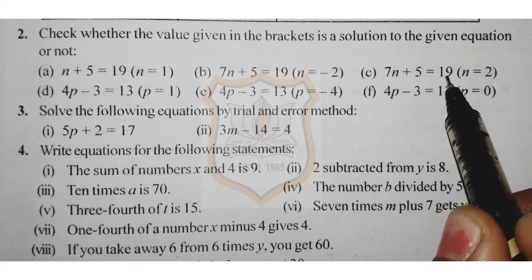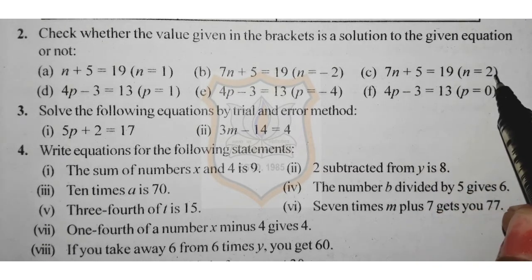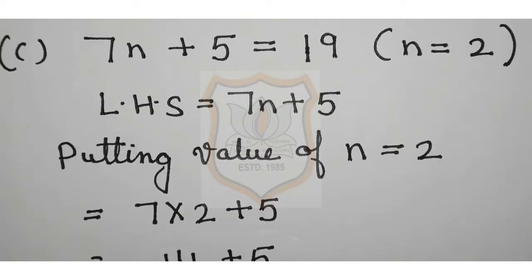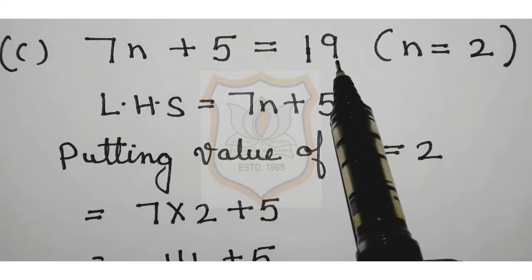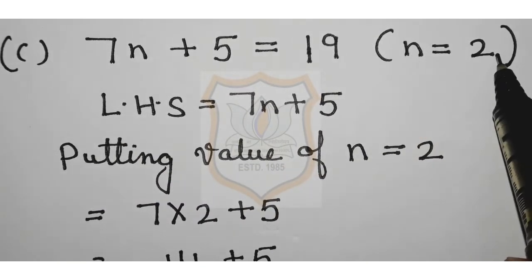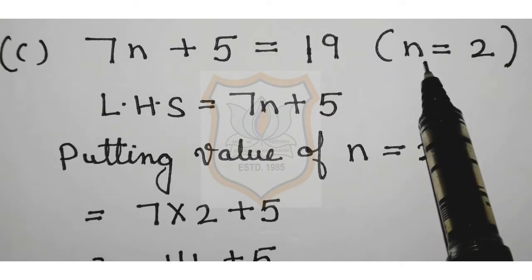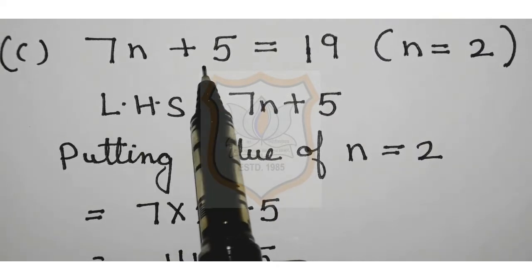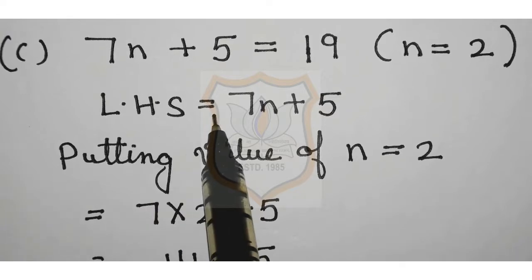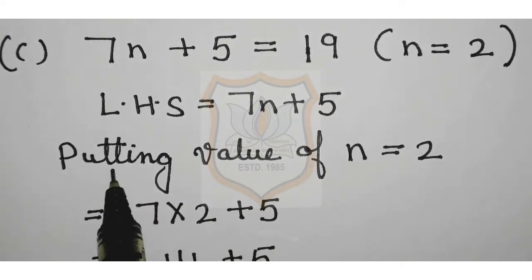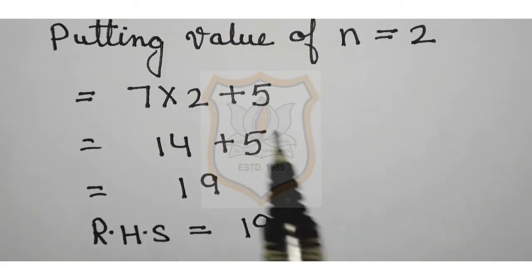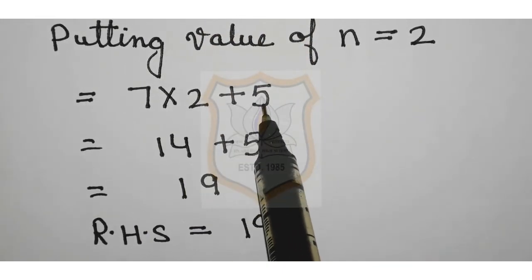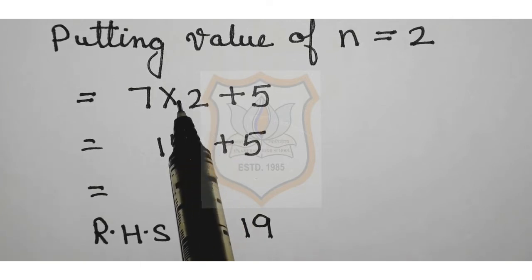Now student, let's solve C part of question number 2, and that is 7n plus 5 is equal to 19, where value of n is equal to 2 given. So student, let's solve C part of question number 2. That is 7n plus 5 is equal to 19, where n is equal to 2. Now we will put the value of this n in 7n plus 5. So LHS is equal to 7n plus 5. So putting value of n is equal to 2 in LHS, that is equal to 7 into 2 plus 5, because in place of n we will put 2.